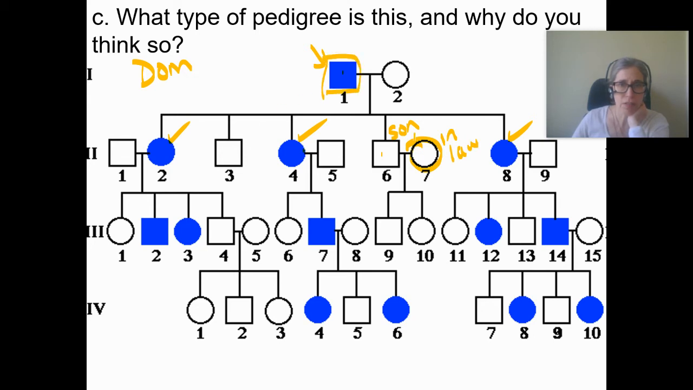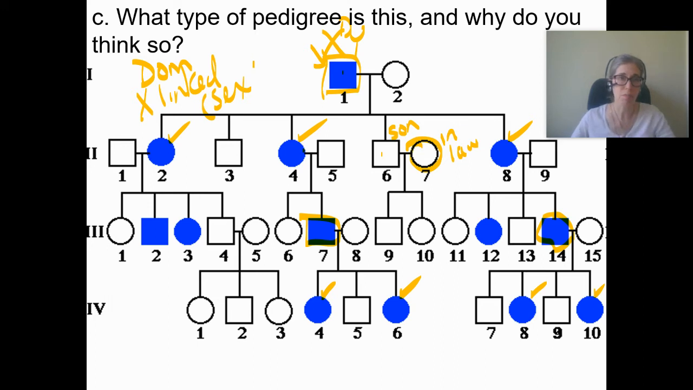So anyway, here's a guy. He gives it to every daughter, but not any sons. Here's another guy, the same. Here's another guy, the same. What is it that a guy gives to every daughter, but never a son? His X chromosome. So this is X linked, or more generally, you can say it's sex linked. Sex linked means it's either X or Y linked, but in this case, more specifically, it's X linked.